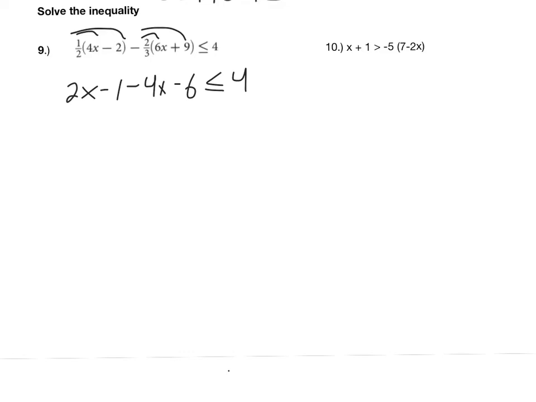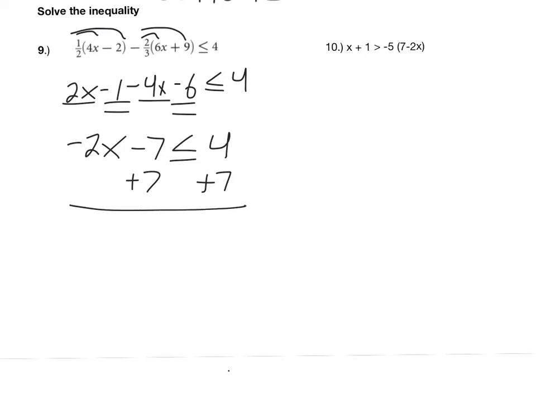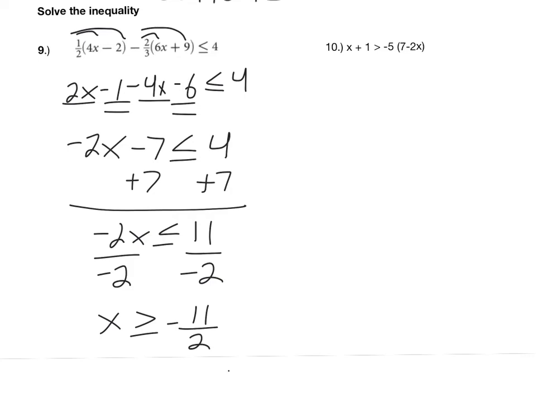Then we combine like terms. So we have 2x and 4x, and then we have negative 1 and negative 6. 2x minus 4x would be negative 2x. Negative 1 minus 6 would be negative 7, and that's going to be less than or equal to 4. All right. Now, piece of cake, we just add by 7 on both sides. We get negative 2x is less than or equal to 11, and then we divide by negative 2, and because we're dividing by negative 2, we have to flip the inequality symbol, so that would be x is greater than or equal to negative 11 halves, and that's it. We could just leave it like that.